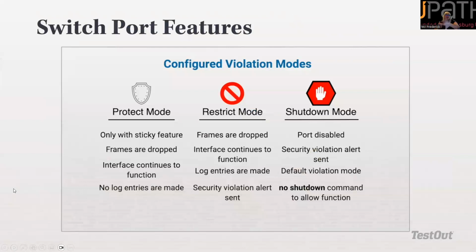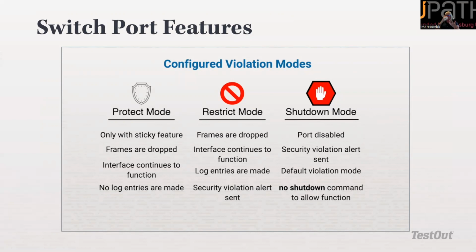Now, this kind of goes along with what he's talking about, how we configure our violation modes when we're looking at switch ports to protect or restrict or to shut down. In protection mode, we have what's called the sticky feature, right? And the frames are dropped and the interface continues to function and no log entries are made. We're in protect mode. In restrict mode, those frames get dropped.